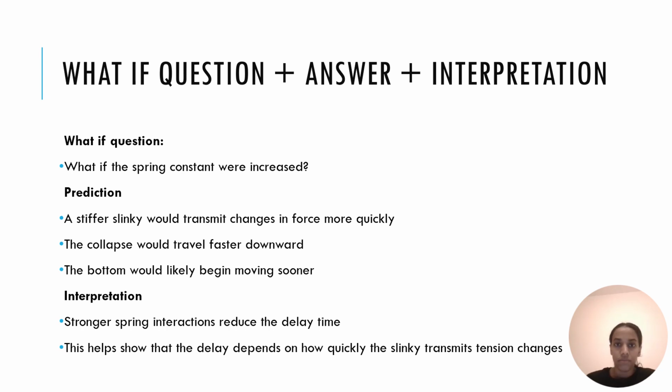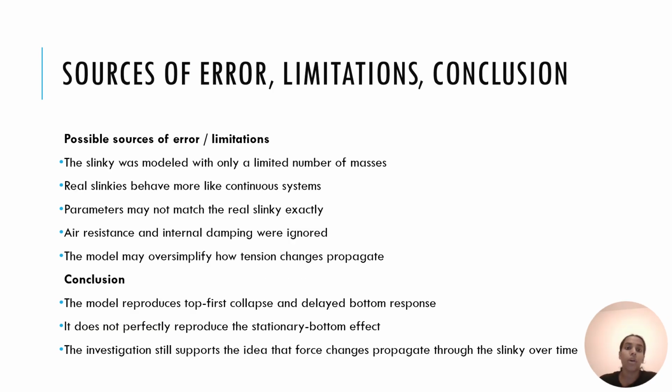There are several reasons that the model does not perfectly match the real slinky. First, I used a discrete mass-spring chain with a limited number of masses, while a real slinky is closer to a continuous system. Second, the spring and mass parameters may not match the real slinky exactly. Third, the model ignores air resistance, damping, and other real effects. Even with those limitations, the model, in conclusion, still shows the key idea that the top responds first and the bottom responds later because changes in force propagate through the slinky over time.